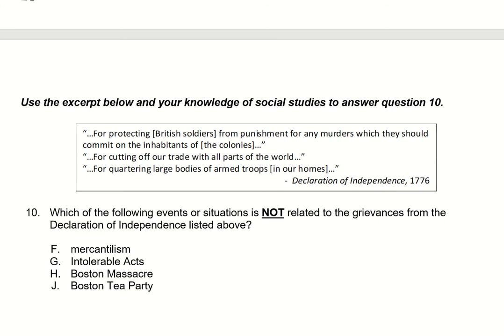Declaration of Independence, 1776. Which of the following events or situations is not related to the grievances from the Declaration of Independence listed above? F. Mercantilism. G. Intolerable Acts. H. Boston Massacre. J. Boston Tea Party.